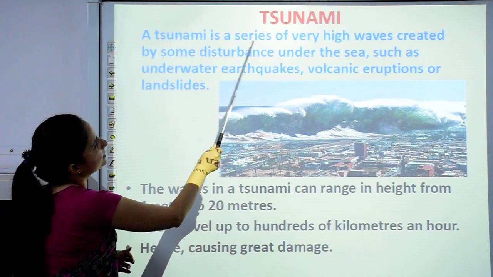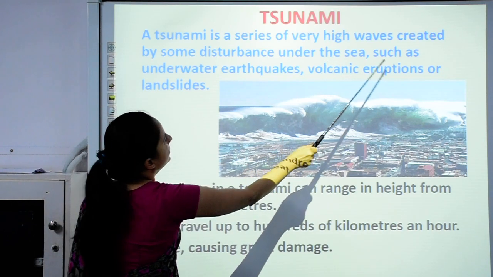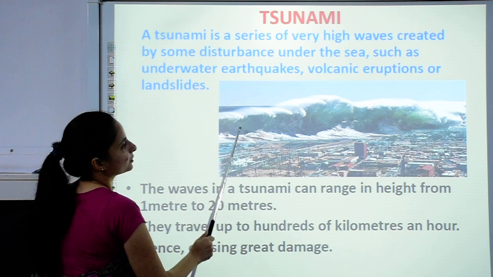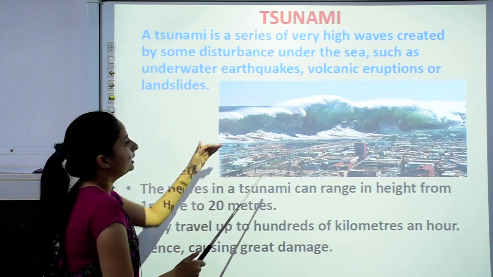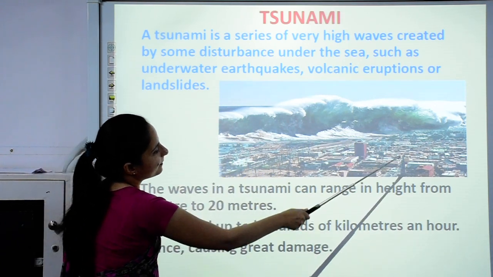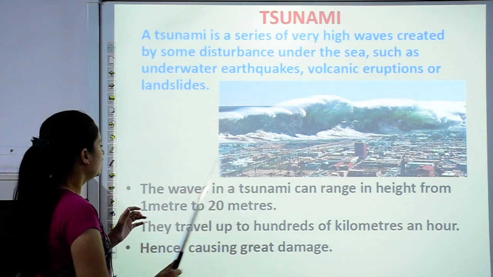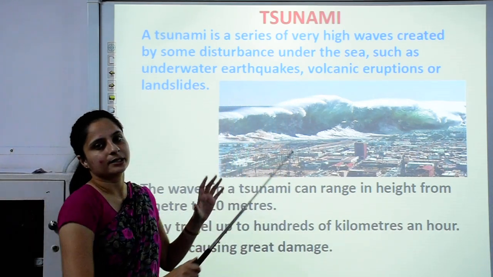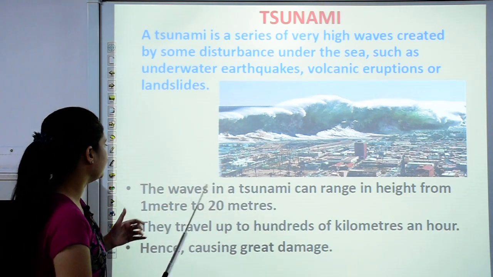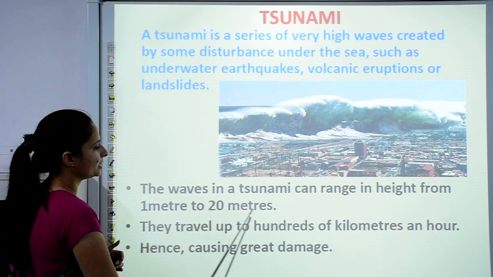A tsunami is a series of very high waves created by some disturbance under the sea, such as underwater earthquakes, volcanic eruptions or landslides. As you can see in the picture over here, these waves are up to 1 to 20 meters high, and you can see how much damage they can cause to the areas which lie under it. And these may be caused due to underwater disturbance, it may be due to earthquakes or volcanic eruptions or landslides.